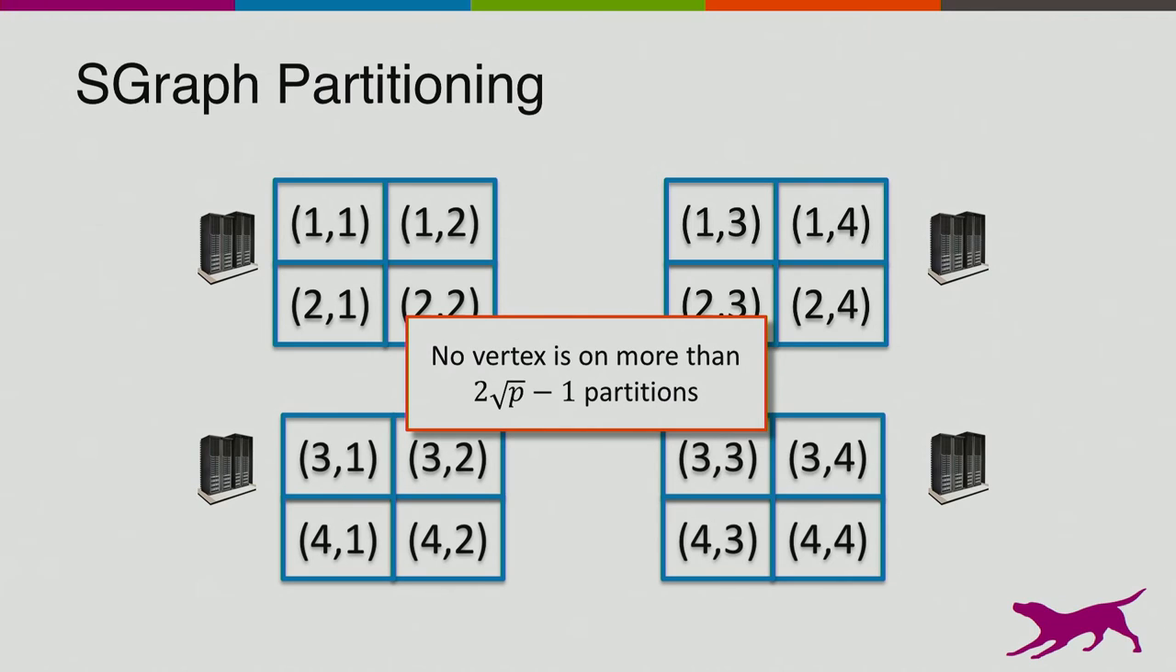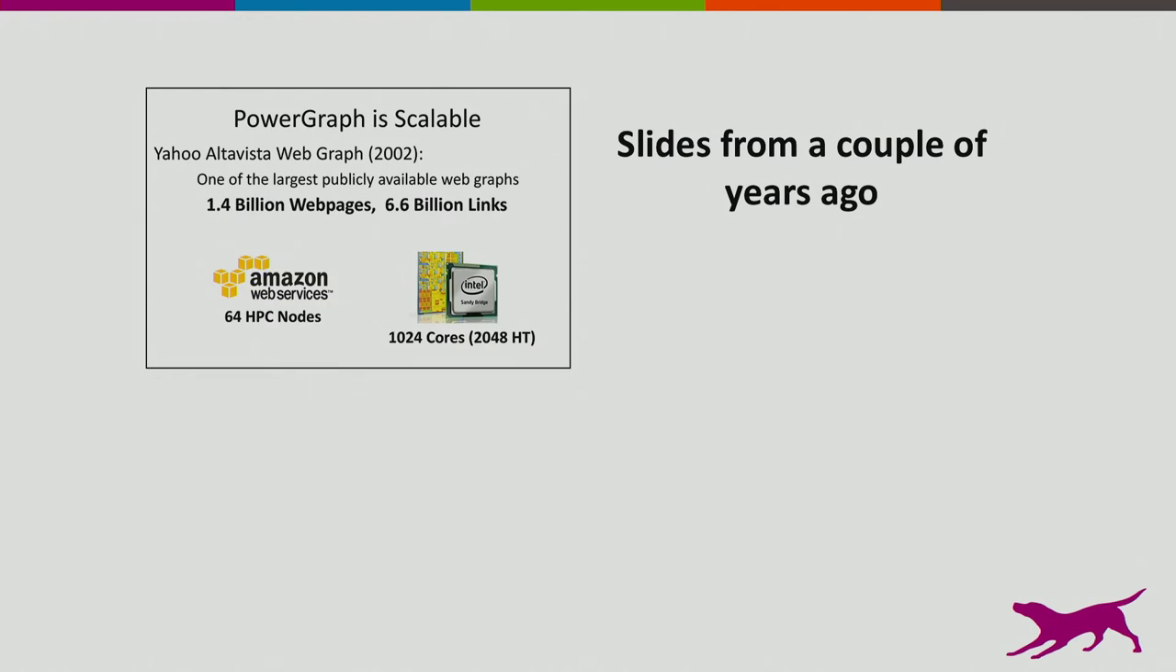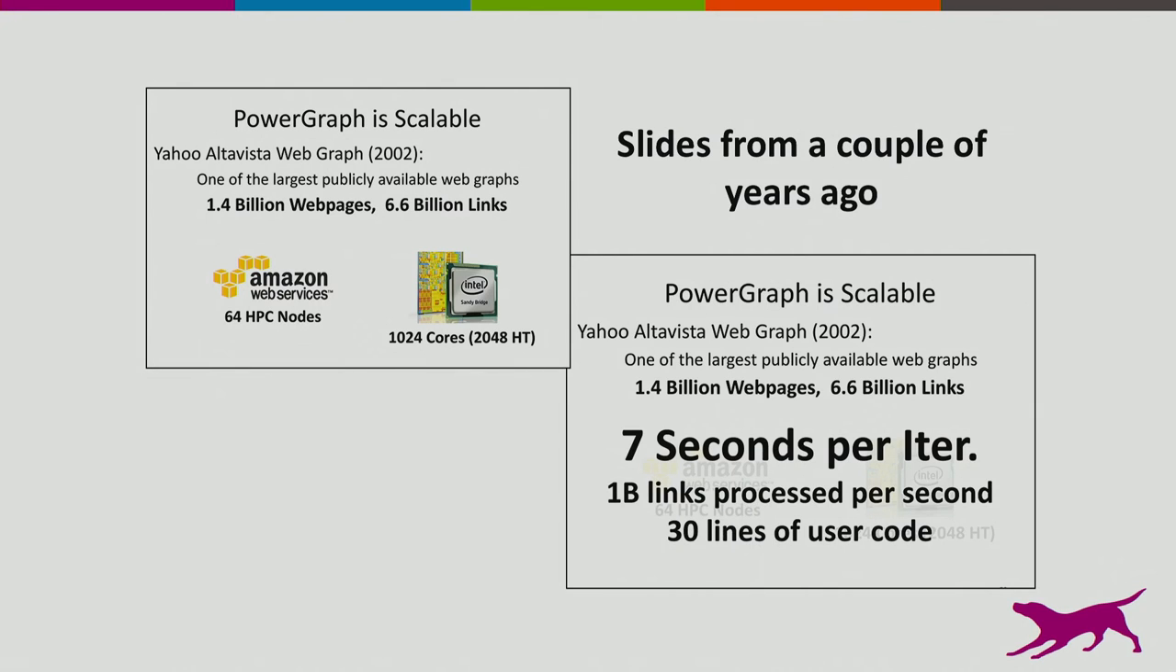We found out in practice this is good enough, better than running a complicated optimization algorithm for distributed graph partitioning just to bring that replication factor even lower. These are slides from 2 or 3 years ago, where PowerGraph claims that it does PageRank on a Yahoo AltaVista graph with 6 billion edges in under 7 seconds per iteration. That's about 1 billion edges processed per second.